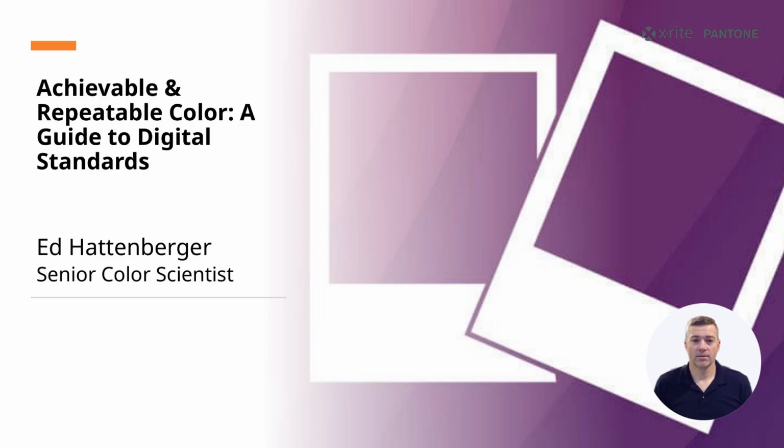Hello and welcome. Today, we're diving into Achievable and Repeatable Color, a guide to digital standards. In this session, we'll explore the role of physical standards, their limitations, and how digital standards can help ensure consistent color communication across the supply chain, no matter the print conditions.